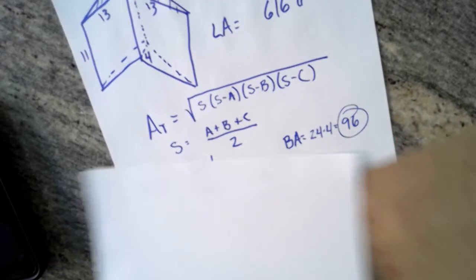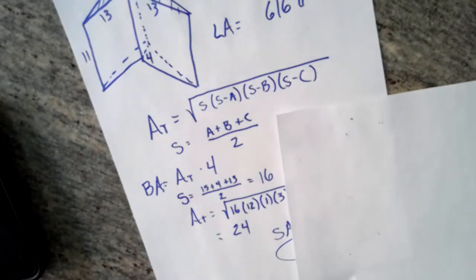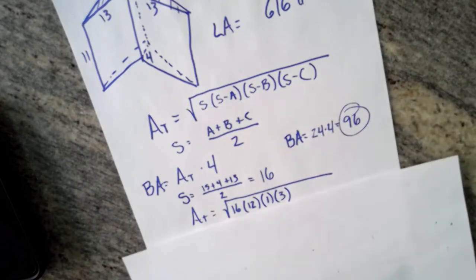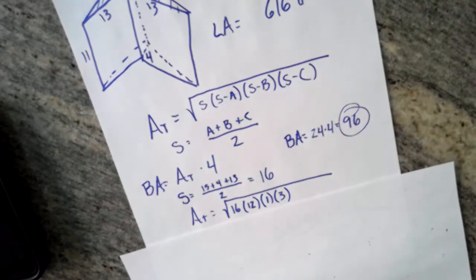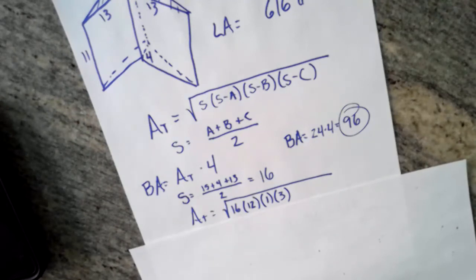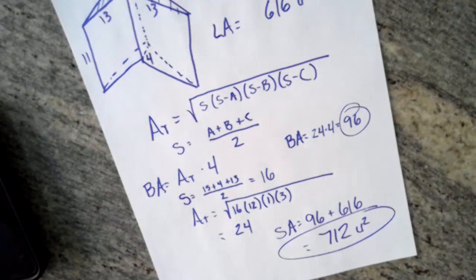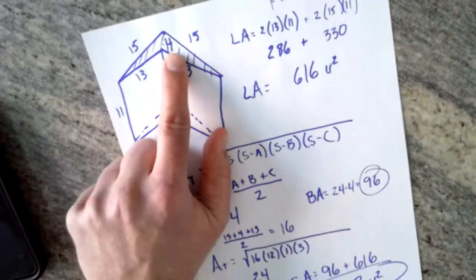And our S looks like 15 plus 4 plus 13 divided by 2. That's 16. So the area of the triangle is the square root of S, which is 16, times 16 minus 4 is 12, times 16 minus 15 is 1, times 16 minus 13 is 3, and you get 24. 24 is the area of one of these triangles.